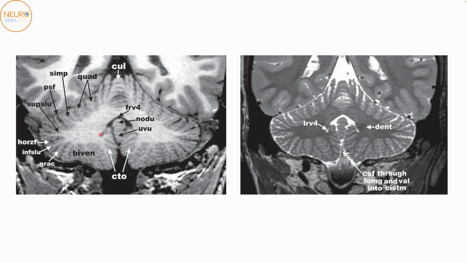So again, the same structures, a little bit more posteriorly. This is the fourth ventricle. This is the nodule. It ends below in the uvula. And on either side of the uvula, we'll have the tonsils looking over here.